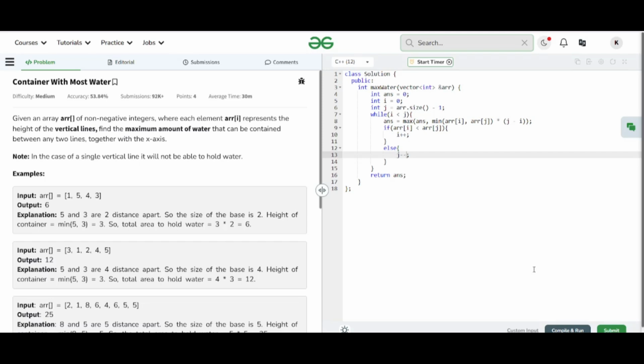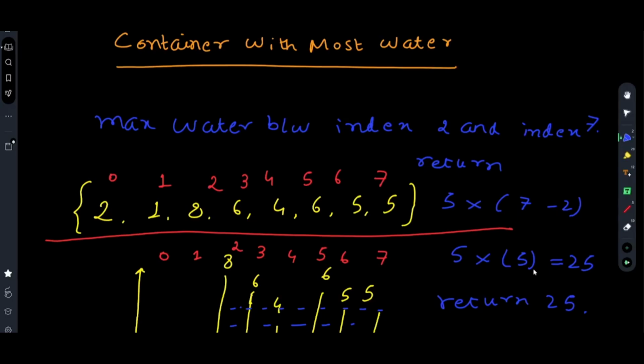So today's problem is container with most water. We are given an array of non-negative integers where each element, array of I, represents the height of the vertical line at the index I. Then find the maximum amount of water that can be contained between any two lines together with the x-axis. In the case of a single vertical line, it will not be able to hold water. Very well. So let us check the problem.